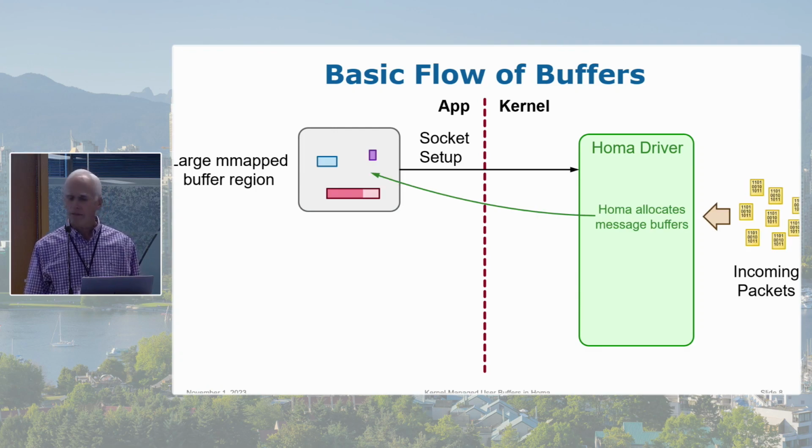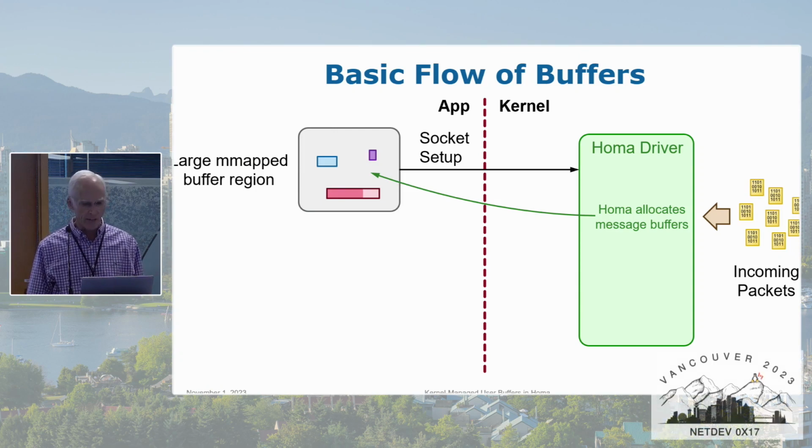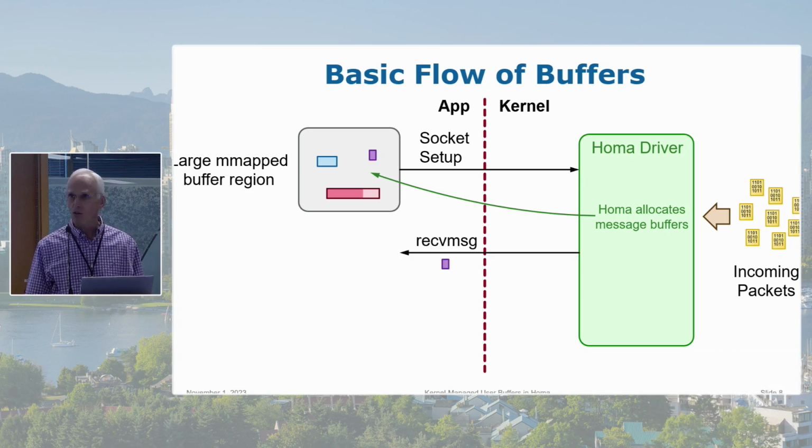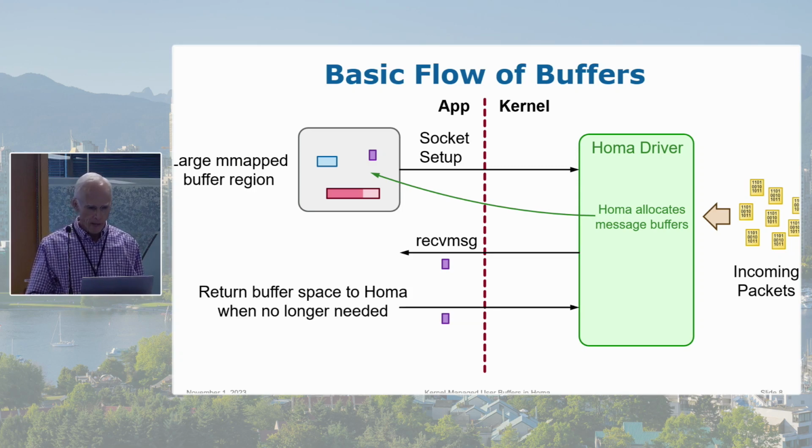Then as messages arrive, Homa will allocate space out of that. I'll talk a little bit more about exactly how that works in a second. But the basic idea is Homa will allocate space for those messages. And in this case, the red message has been partially received, and the blue and the purple messages have been completely received. And then when the application calls receive message, Homa returns to it information about where the buffer is for the message it's returning. In this case, it'll be the purple message because that's the shortest one. And then finally, to close the loop, at some point, the application has to be able to tell Homa, I'm done with this buffer. You can reuse that space for additional messages. So that's the basic idea.